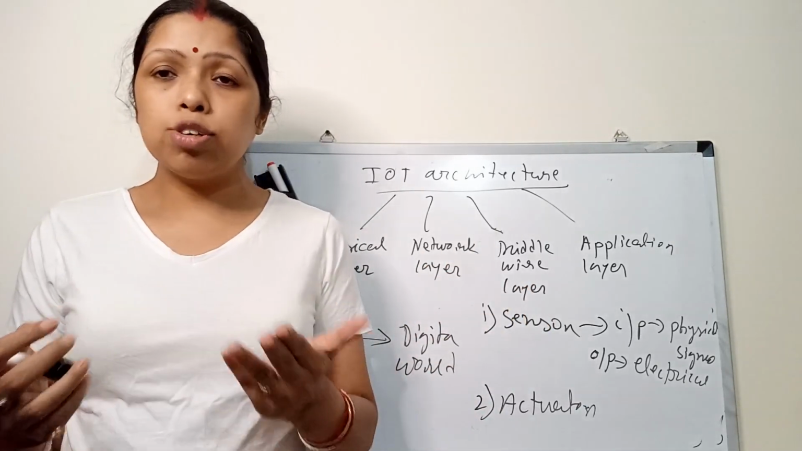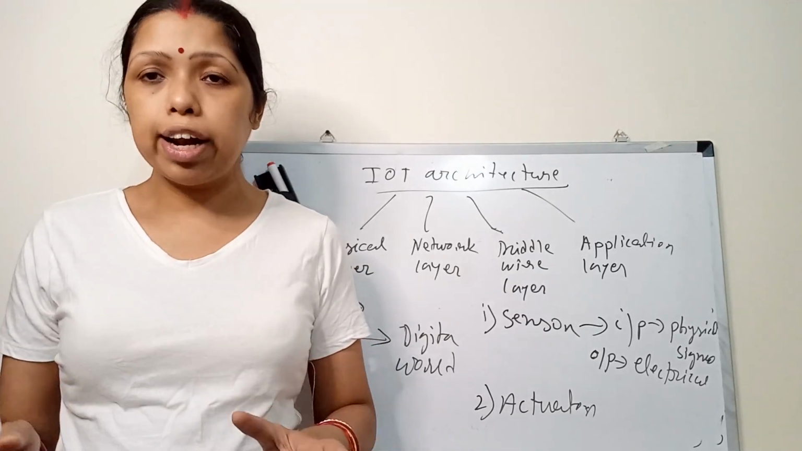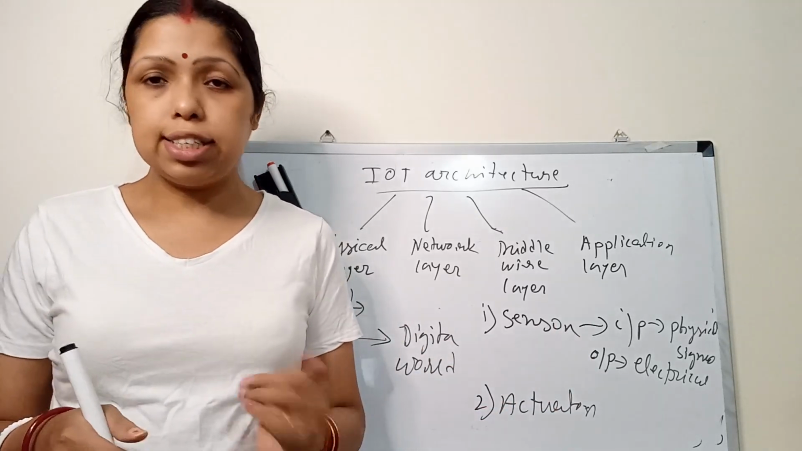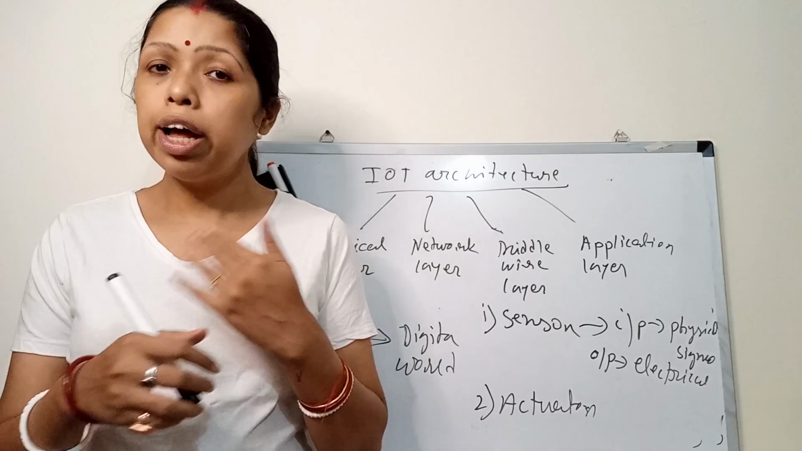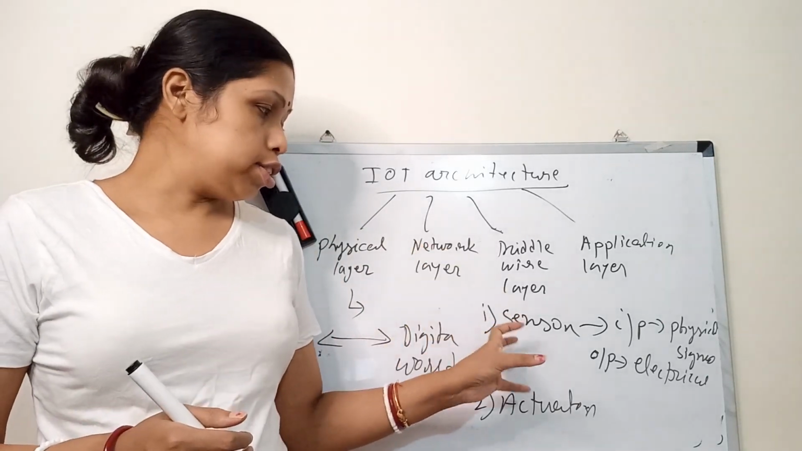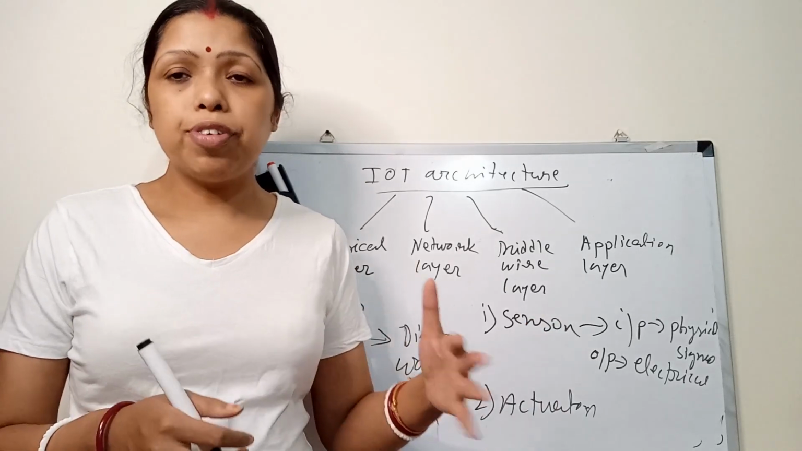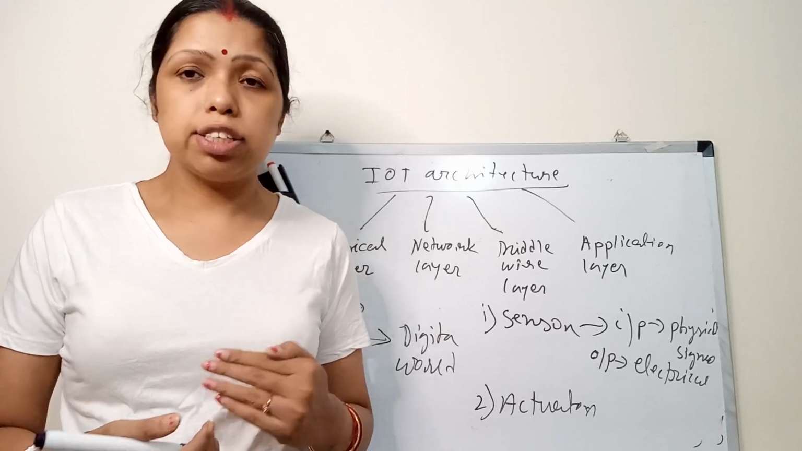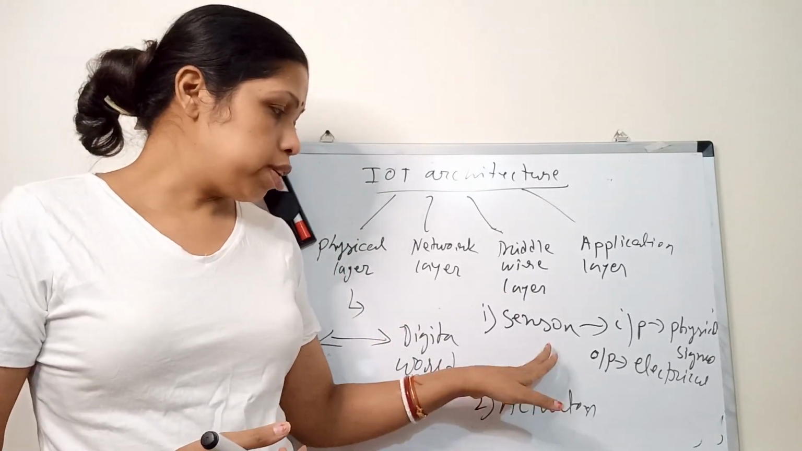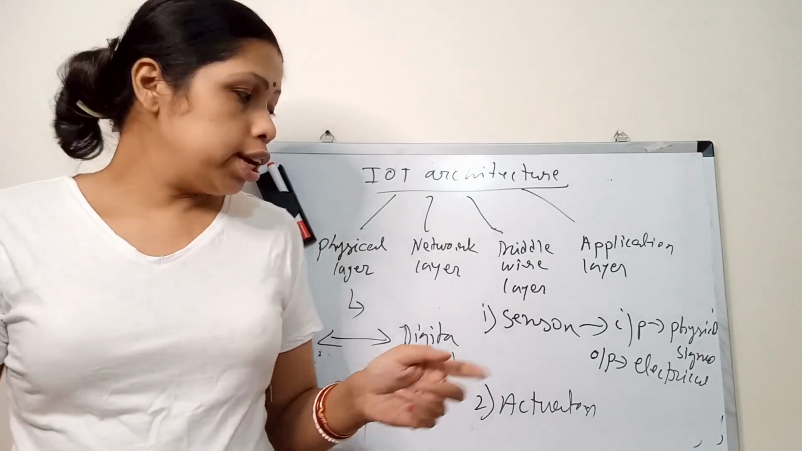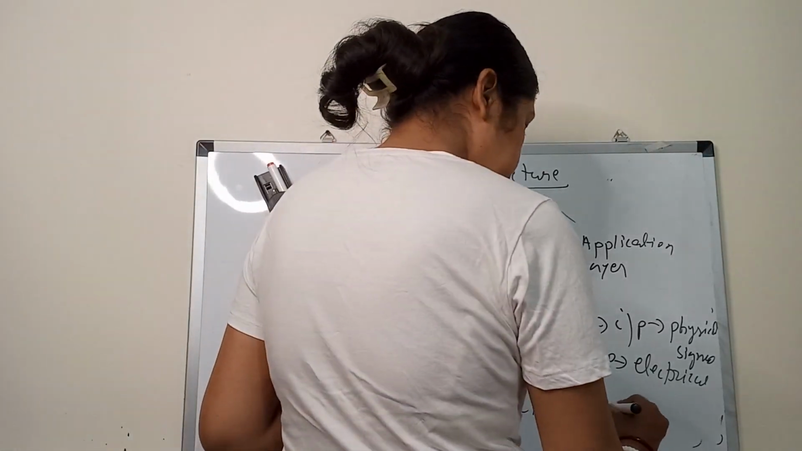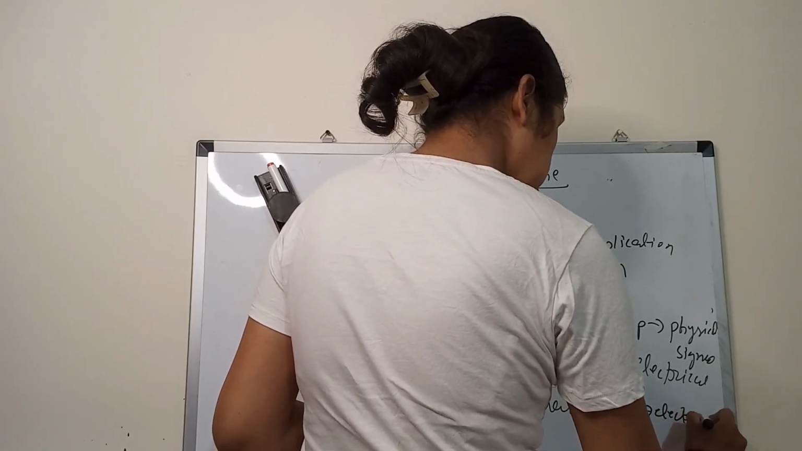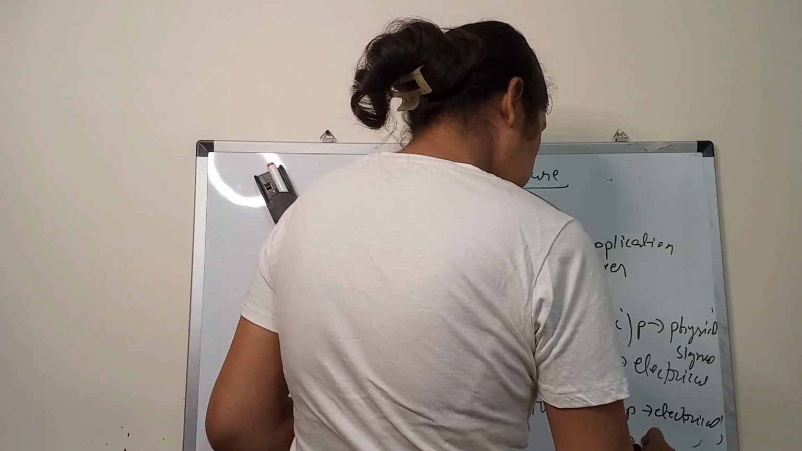A computer or any processor cannot analyze those physical signals, so the physical signal should be converted into an electrical signal. That's why the sensor is required. After that, the electrical signal will be transferred to the next layer of the IoT architecture. And in the case of the actuator, as I told, the input is electrical and the output is physical.